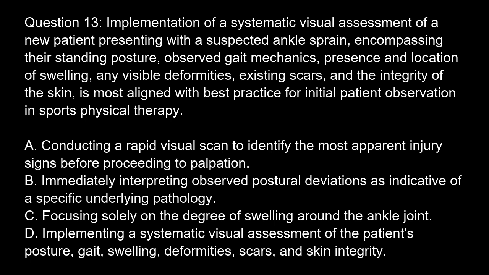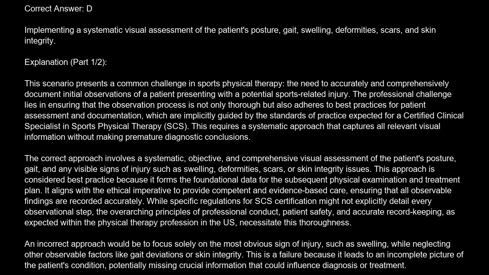Option A. Conducting a rapid visual scan to identify the most apparent injury signs before proceeding to palpation. Option B. Immediately interpreting observed postural deviations as indicative of a specific underlying pathology. Option C. Focusing solely on the degree of swelling around the ankle joint. Option D. Implementing a systematic visual assessment of the patient's posture, gait, swelling, deformities, scars, and skin integrity. The correct answer is D.